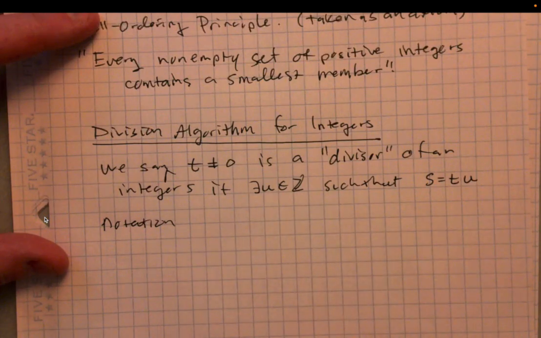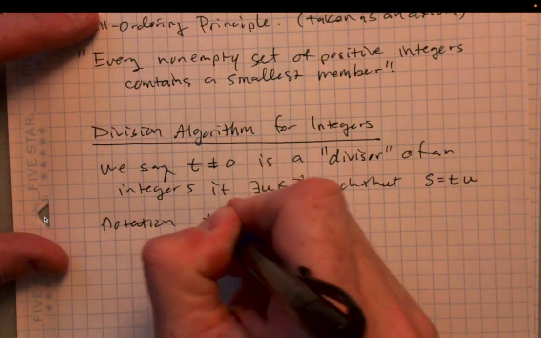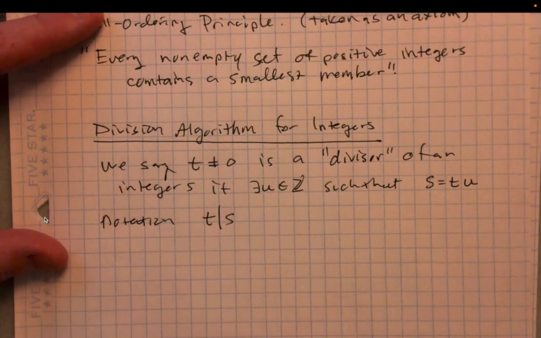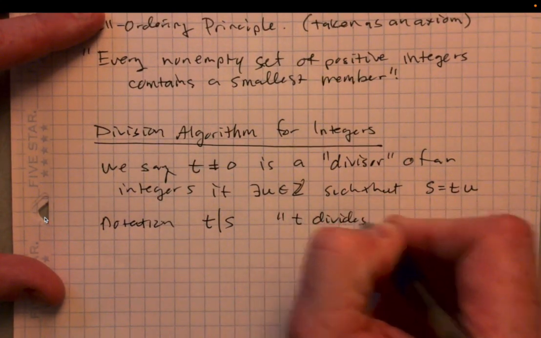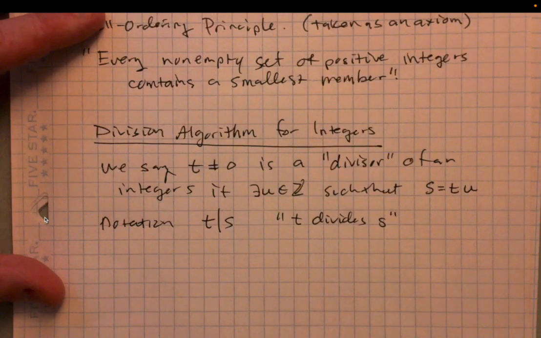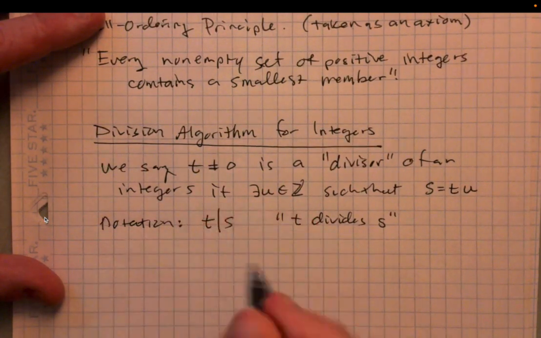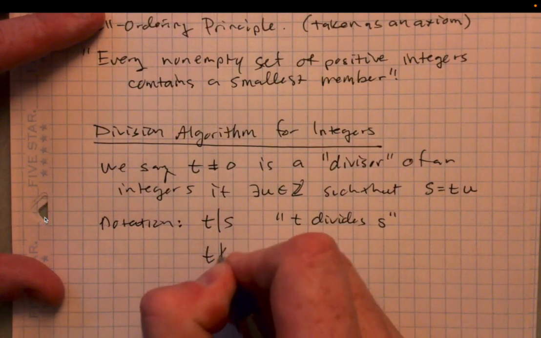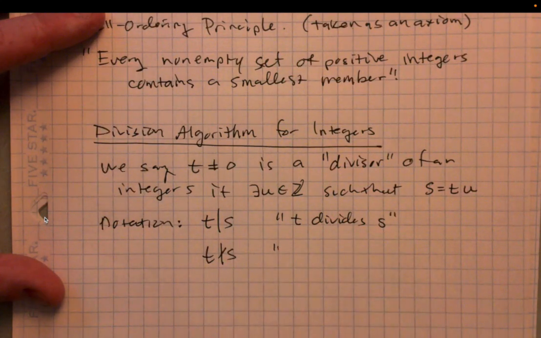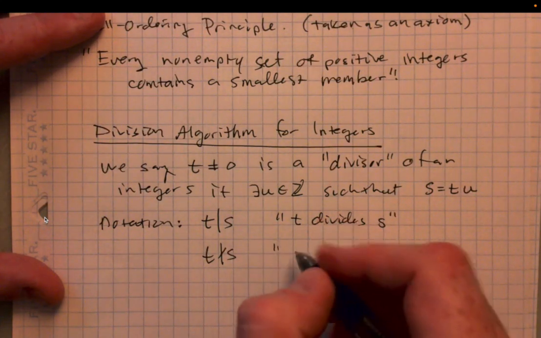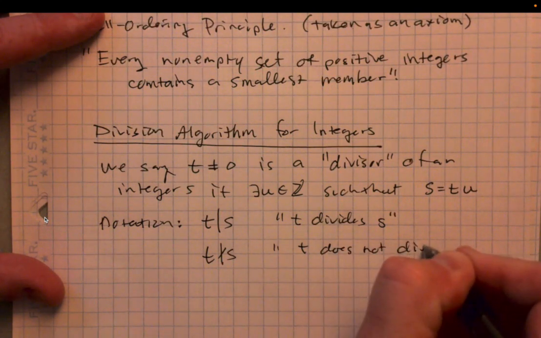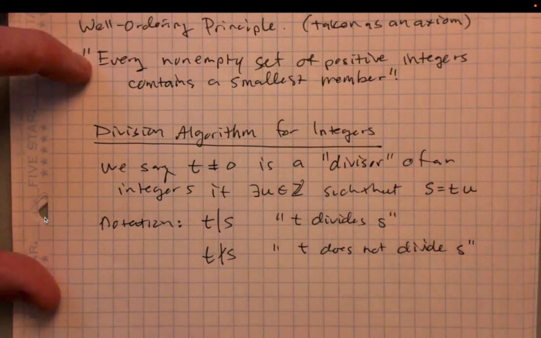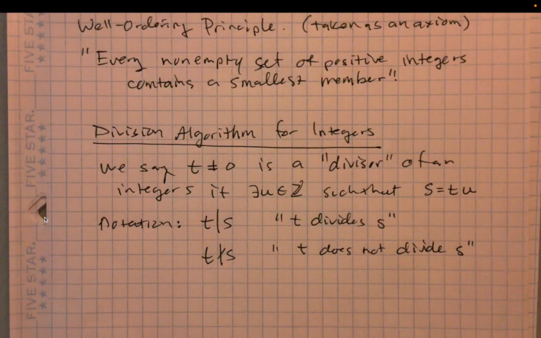And so the notation here: if t divides s, we write t divides s. That's the notation. If t does not divide s, we do the same thing except with a little slash through it: t does not divide s. That's the notation we'll use. This is pretty common, pretty typical notation.